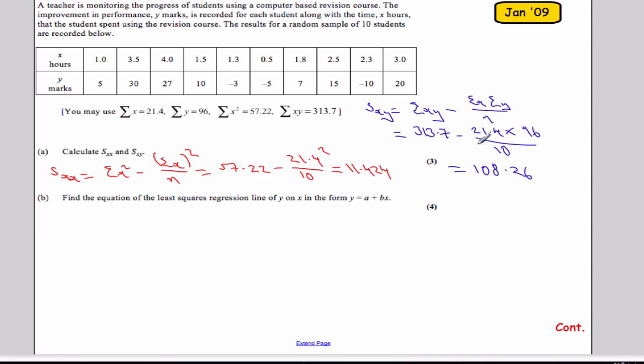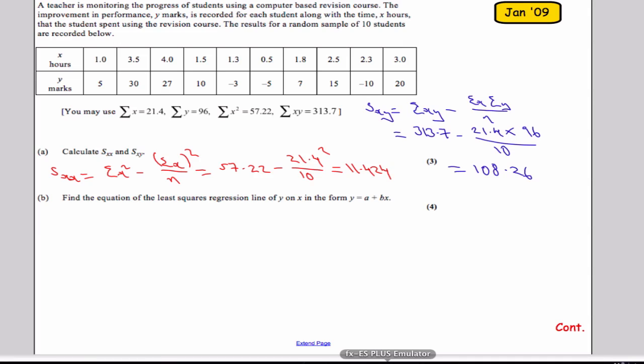108.26. And I cannot stress enough the importance of actually writing this calculation down before you start to plug it into your calculator, because if you make a mistake with the calculator, you can still pick up marks for writing this bit down. Okay, and next part, it says find the equation of the least squares regression line of y on x in the form y equals a plus bx.